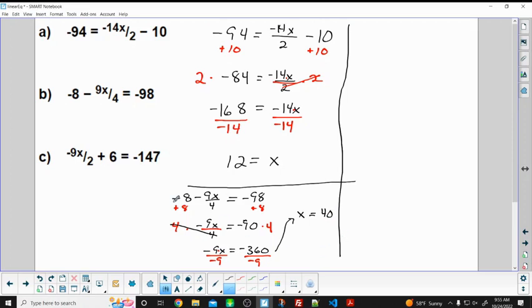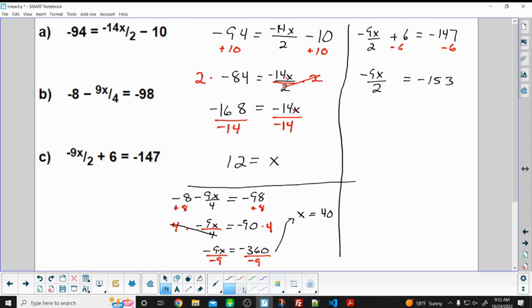All right, so let's go ahead and do this next problem. So we have negative 9x over 2 plus 6 equal to negative 147. And so again, I'm going to attack that addition of 6 first. Let's get rid of that. So let's do a subtraction of 6 right there. That leaves me with negative 9x over 2 equal to, because this is gone, right? Negative 147 minus 6. That comes out to be negative 153.